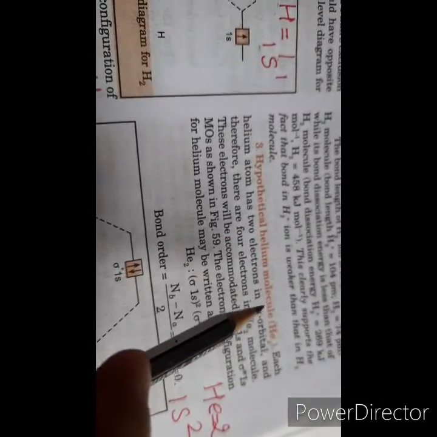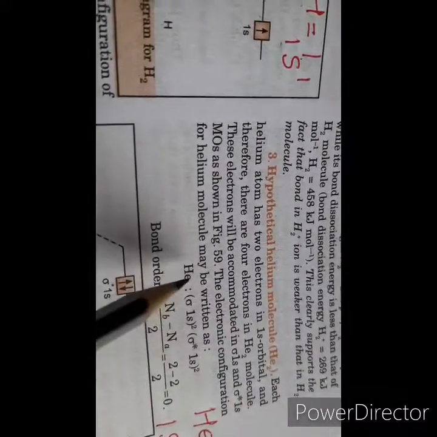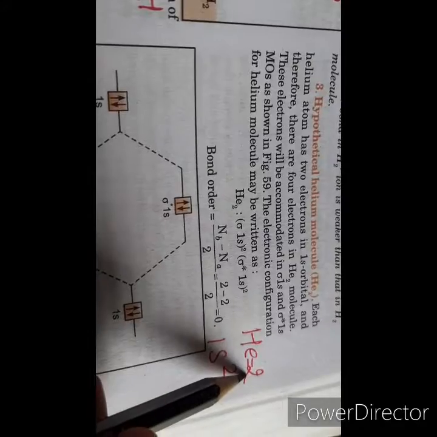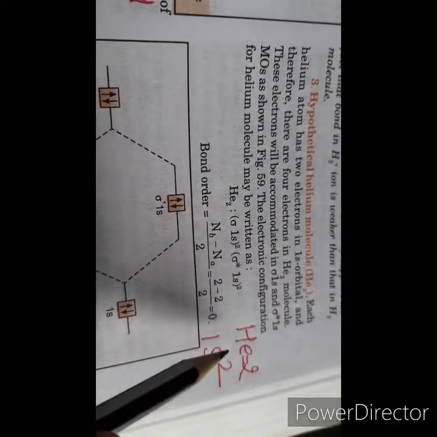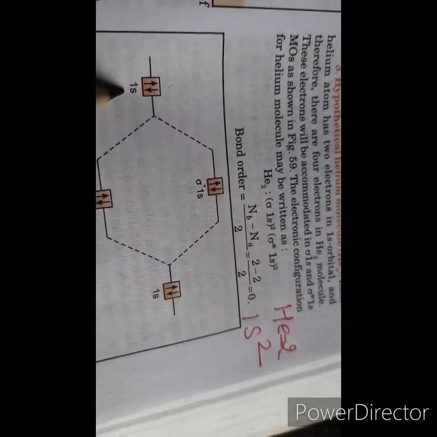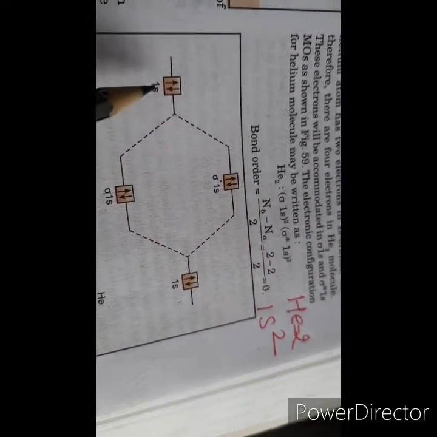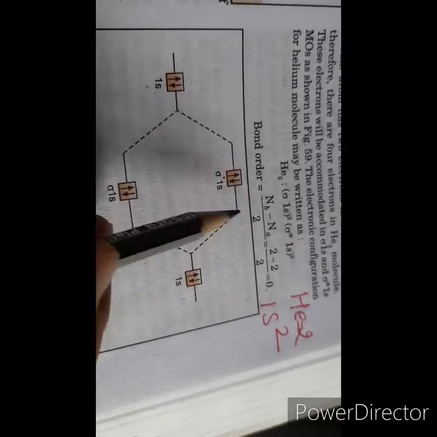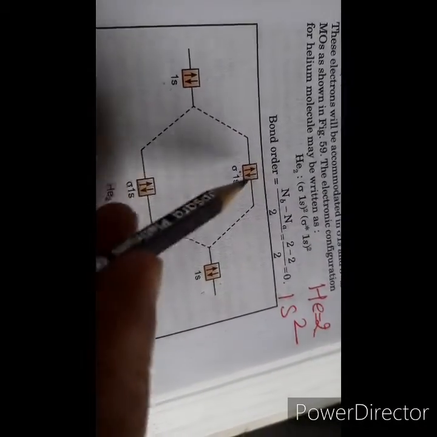Now we come to the formation of the helium molecule. See, helium has atomic number 2. The electronic configuration is 1s2, right? So in this 1s2 configuration, we'll put it like this. This is one helium, this is another helium. The two join to form the helium molecule. As there are two atomic orbitals, two molecular orbitals will be formed. And as a result of this, let's do the filling now. There are 4 electrons to be filled. So 2 will be filled here, 2 will be filled here.